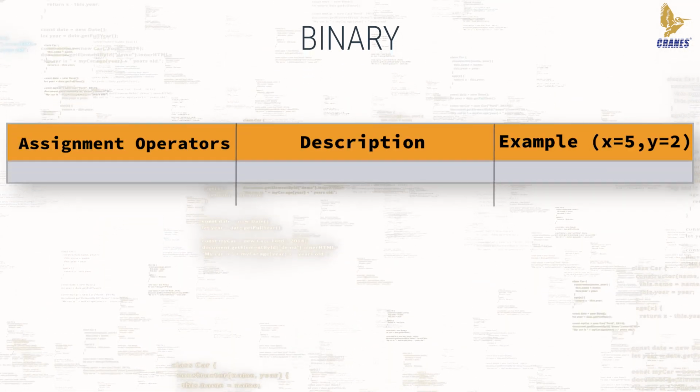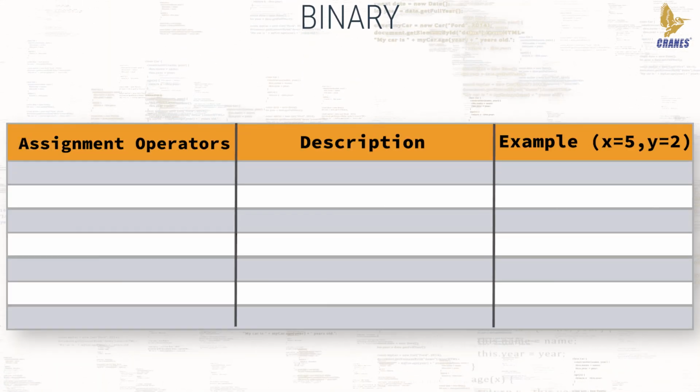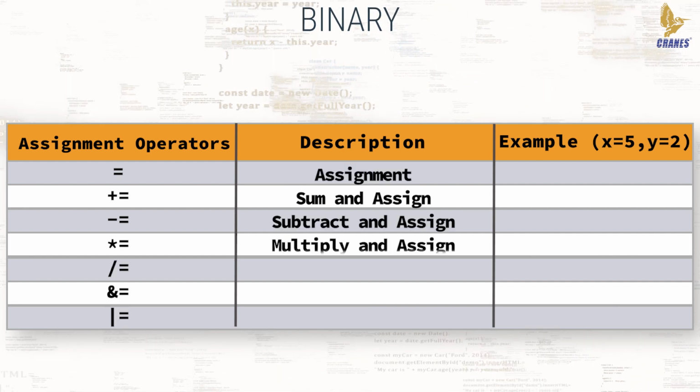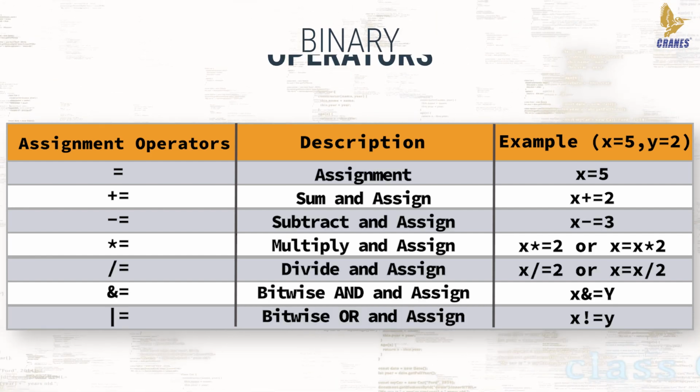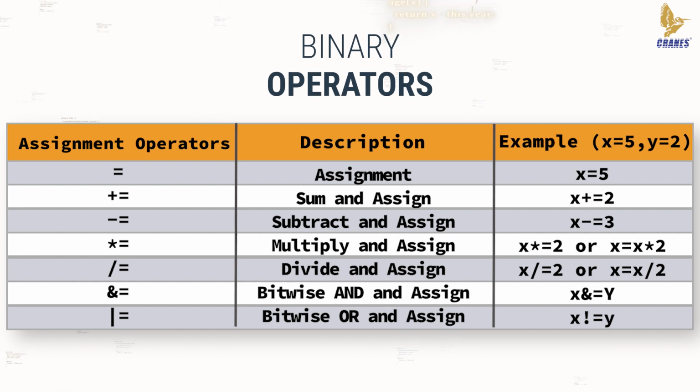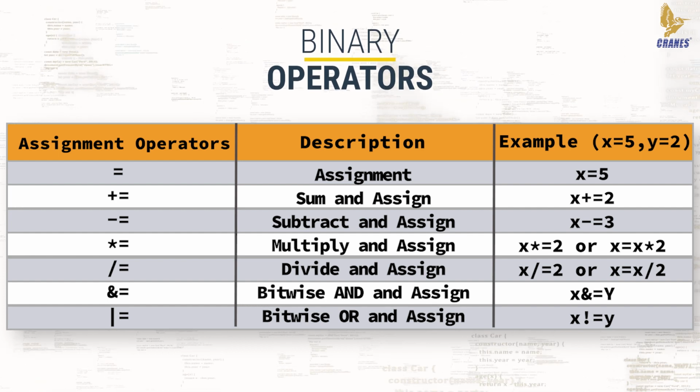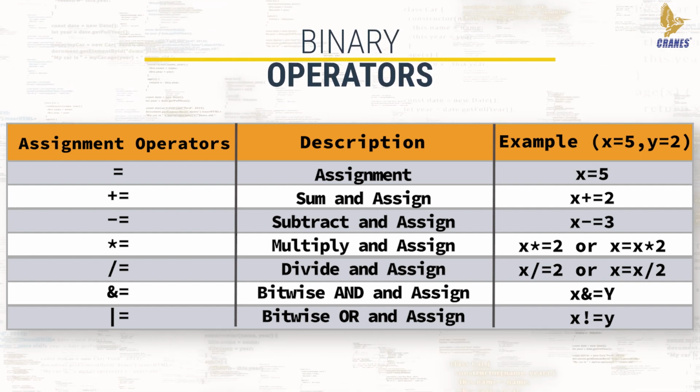Following we have assignment operators. You may understand better when you look at the example. The assignment operator is used to assign a value to a variable. As you can see in the example, x is equal to 5. The value 5 is given to the variable.